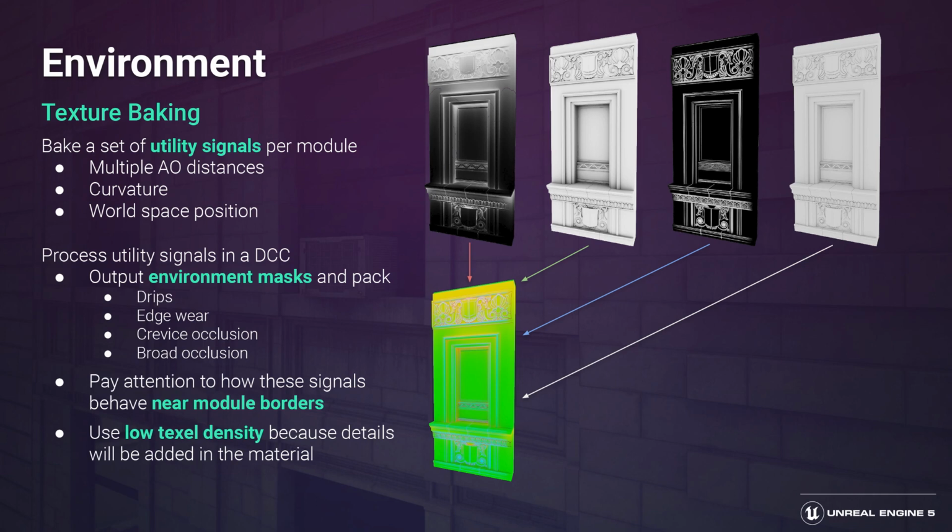First we bake a set of utility signals per module that include multiple AO distances, curvature, world space position, and other signals. We process these utility signals in a DCC and output our environment masks, which we then pack into a single texture. We pay attention to how these signals behave near module borders because we don't want neighboring modules to have sharp lines between them. We also can use a low texel density because our details will be added in the material.